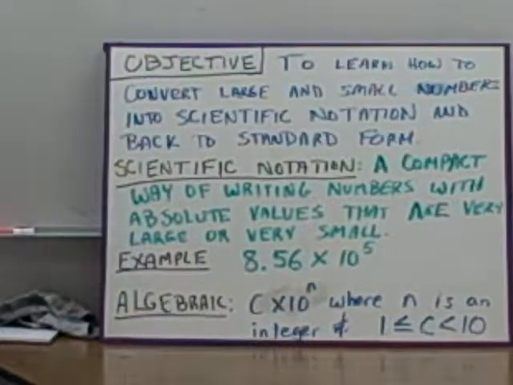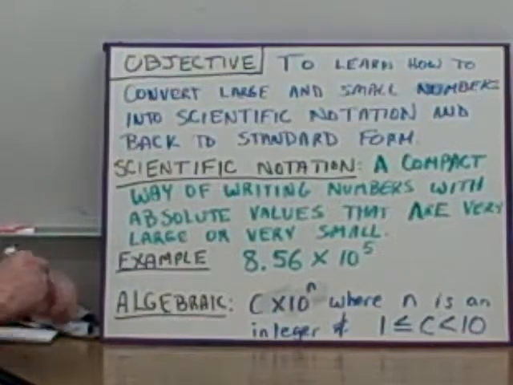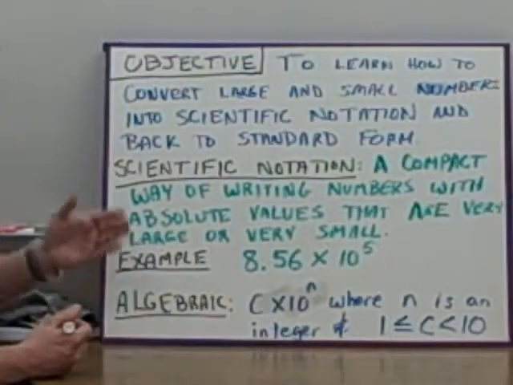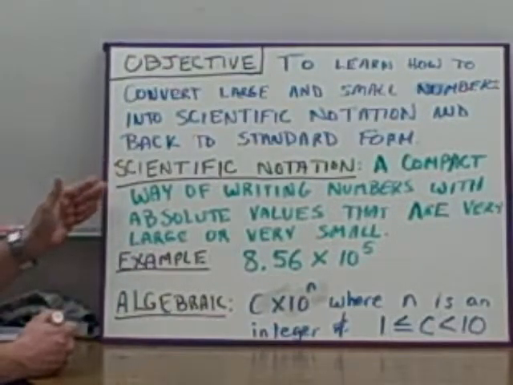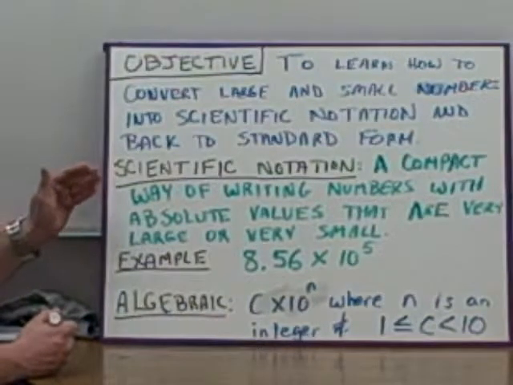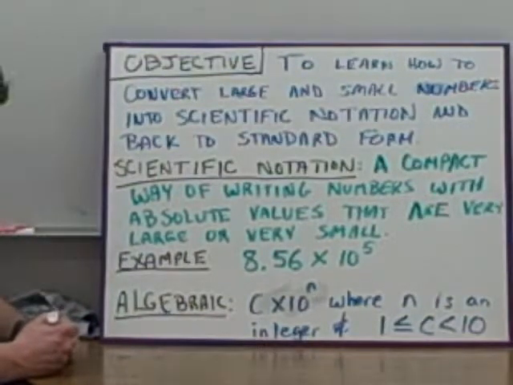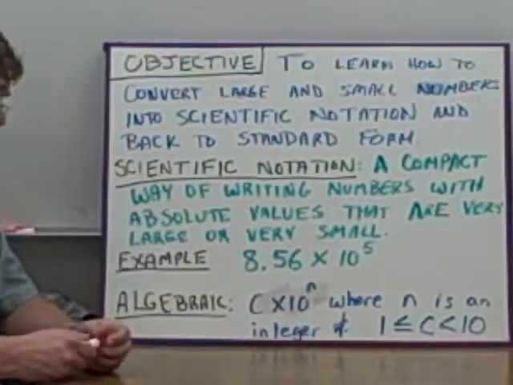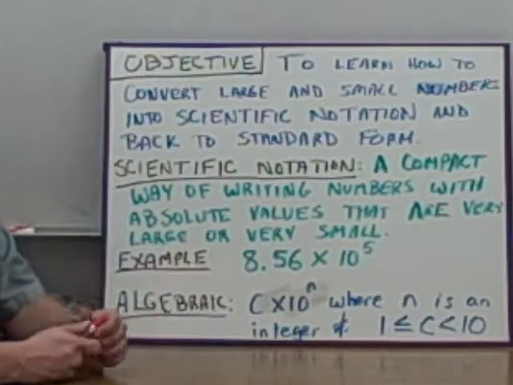Hello, the objective of this video is to learn how to convert large and small numbers into scientific notation and back to standard form. Scientific notation is a compact way of writing numbers with absolute values that are very large or very small. For example, 8.56 times 10 to the fifth. That's a very large number expressed in a very small way.